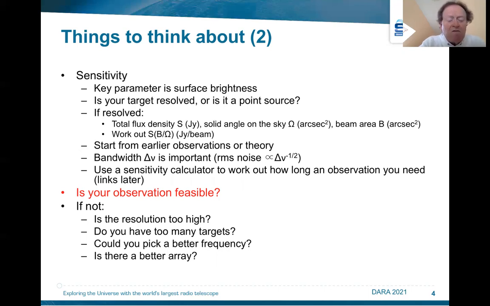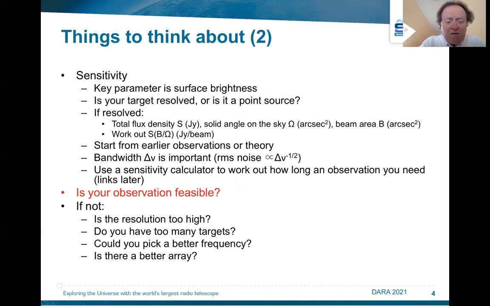If it's resolved, you want to work out the surface brightness, and a simple rule of thumb for doing that is to take the total flux density, which we'll call S, and then the solid angle on the sky, omega, and the beam area, B. Work out SB over omega, that has units of Jansky per beam, and that essentially tells you how much flux density is coming from one beam element on a resolved source. And that's what you need for the sensitivity calculator.